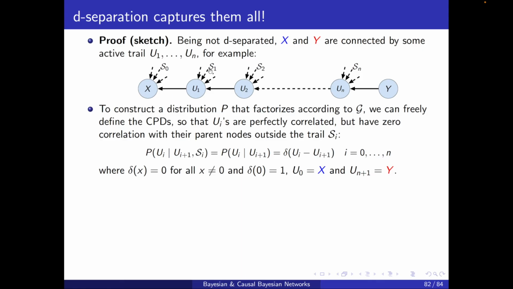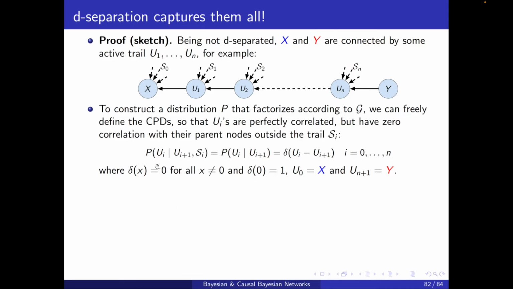So they don't depend on them. Although they're linked, they don't depend. And between these two, ui and ui plus 1, this is just the Dirac delta function. It's the difference of them. Delta of x is 0 for all x not equal to 0, and at 0 it's 1. So it's like 0, 0, 0, 1, 0, 0, 0, 0.